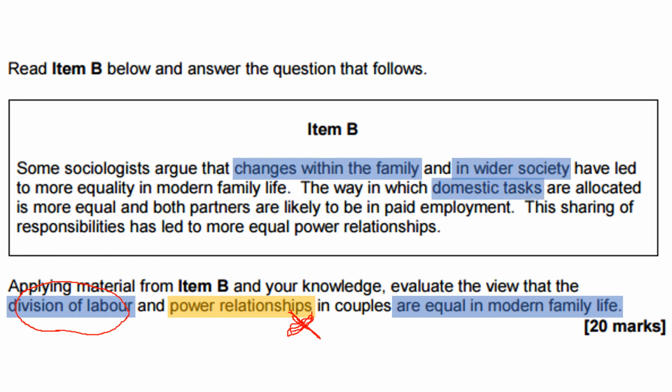The next part that I've highlighted is domestic tasks. So the way in which domestic tasks are allocated is more equal. So that's the things that we've been talking about here. You could use Wilmot and Young here to talk about how they argue that the family is more symmetrical. And of course you can criticise that with Oakley, saying that it's not more symmetrical.